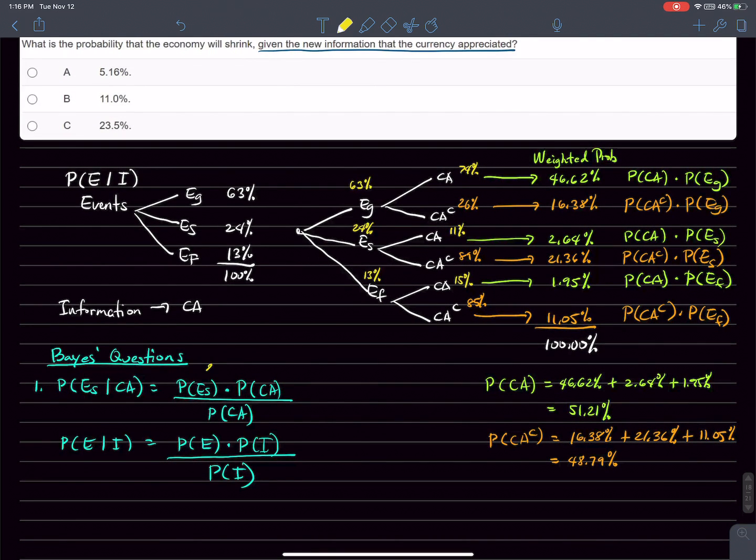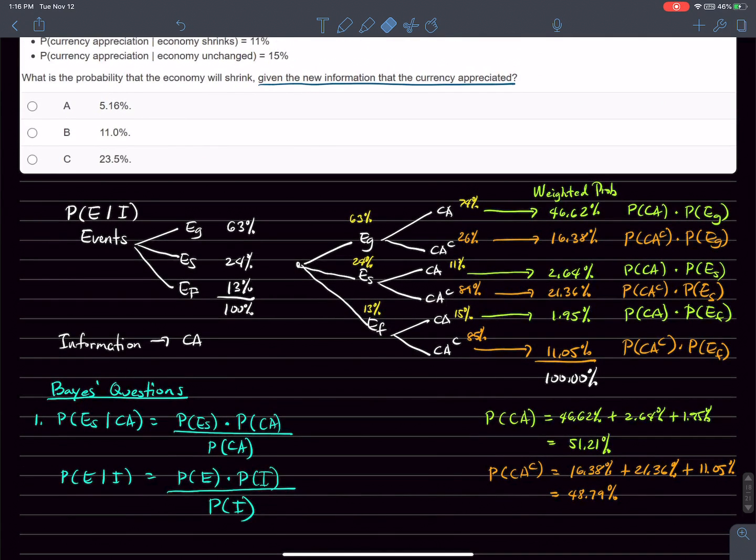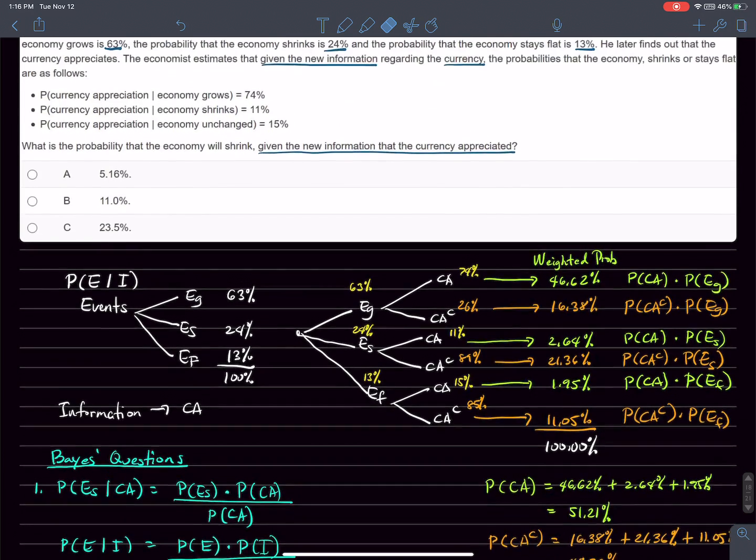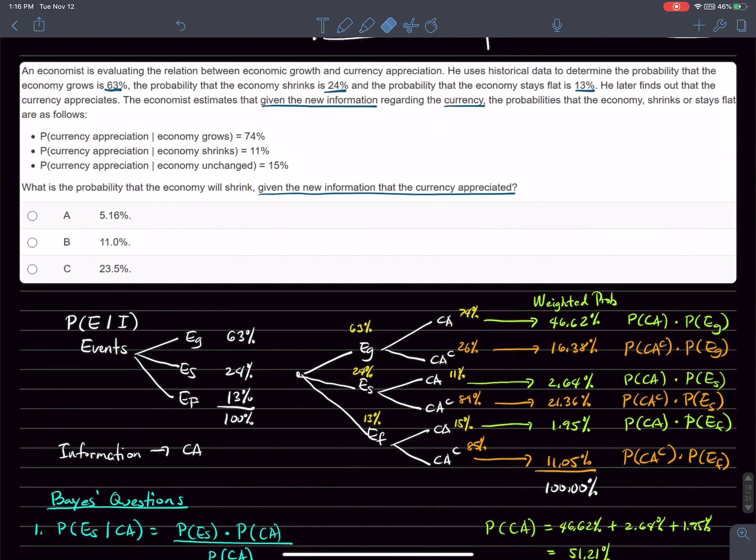So probability of ES and CA, currency appreciates, both occurring together, divided by your probability space. Now, can we get this probability of currency appreciation? It is not given in this practice question. So what we should do is calculate it. In order to calculate that, we have to apply the total probability rule.